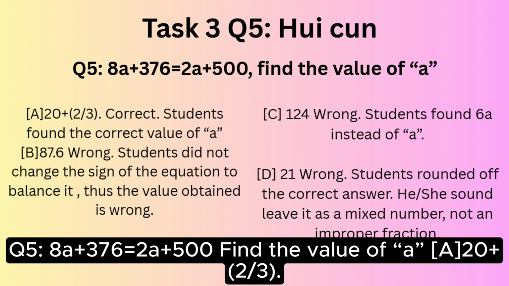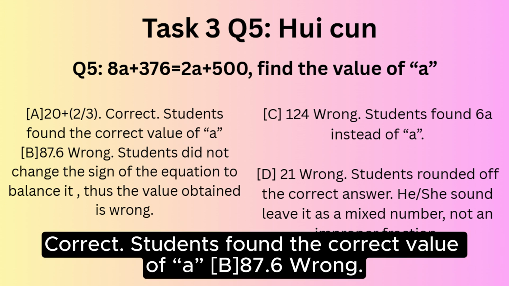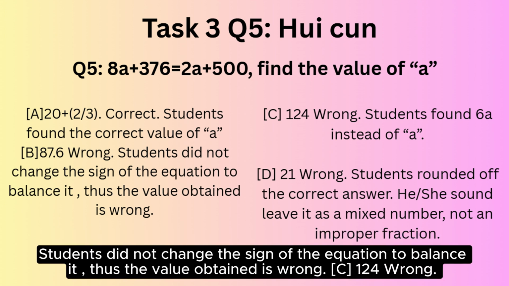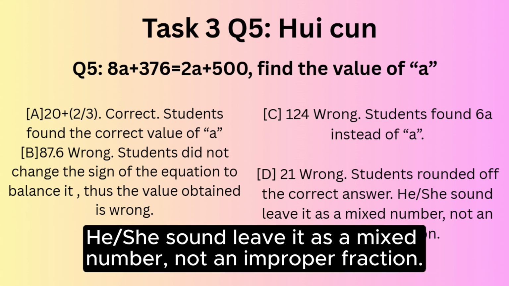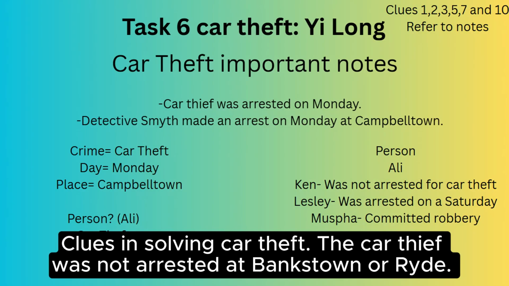Question 5. 8a plus 376 equals to 2a plus 500. Find a. Option A, 20 and 2 thirds. Correct. Students found the correct A. B, 87.6. Wrong. Students did not change the sign of the equation to balance it. Thus, the value obtained is wrong. C, 124. Wrong. Students found the 6A but not A. D, 21. Wrong. Students rounded off the correct answer. He or she should just leave it as a mixed number, not an improper fraction.